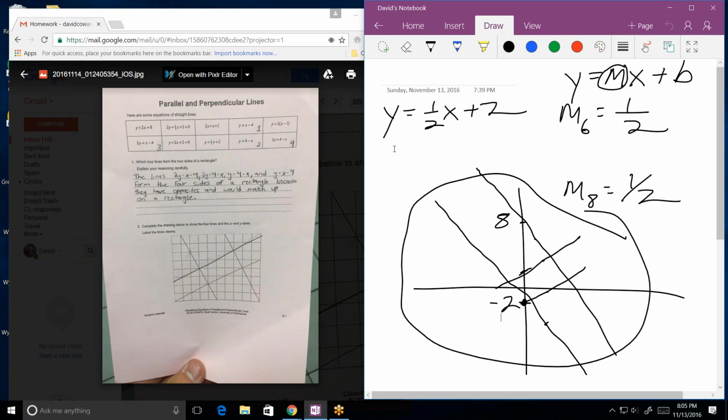Okay. The key to finding slope is to always put it into y equals mx plus b format, which means a lot of algebraic manipulation. You just want to end up with y on one side of the equation all by itself and everything else on the other side. And then take the coefficient of whatever the x term is. And that's your slope.